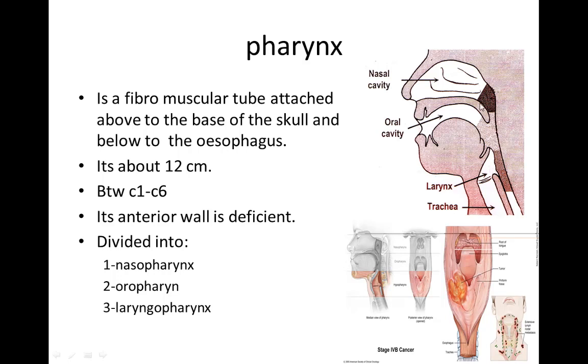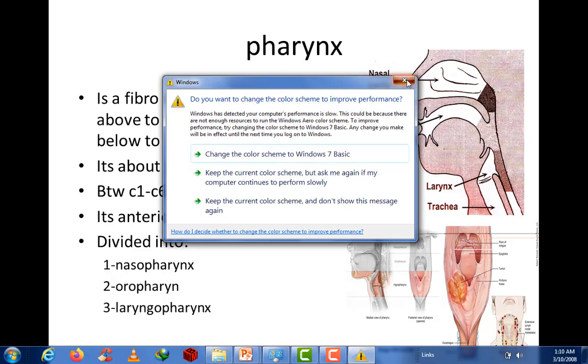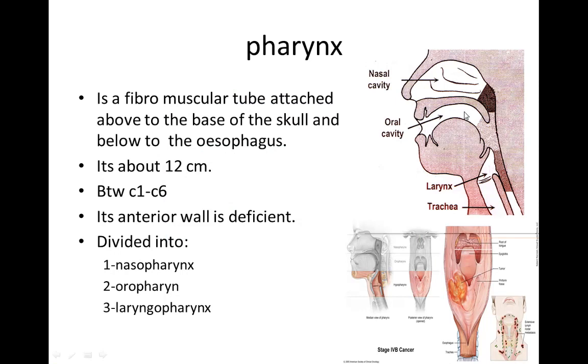As you can see, the anterior wall of the pharynx is deficient, so it's open here to the nasal cavity, and here it's open to the oral cavity, and here it's open to the larynx. So according to this, the pharynx is subdivided into 3 parts: nasopharynx, oropharynx, and laryngopharynx.